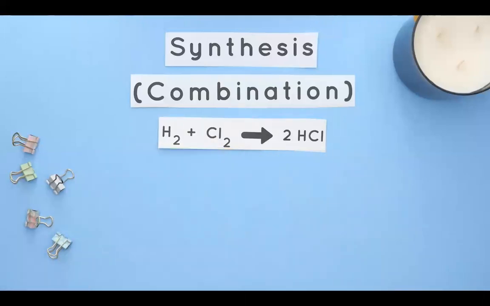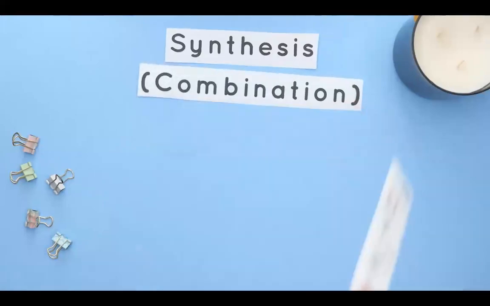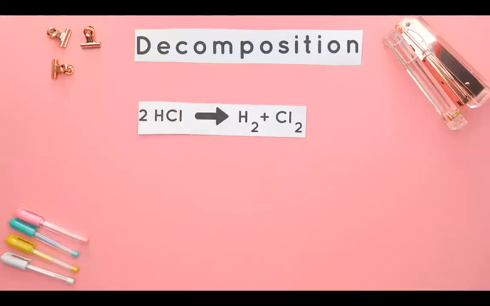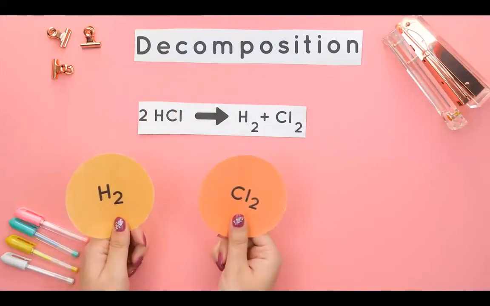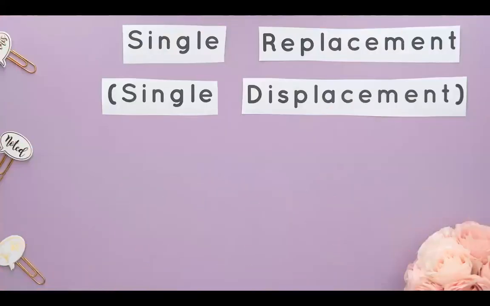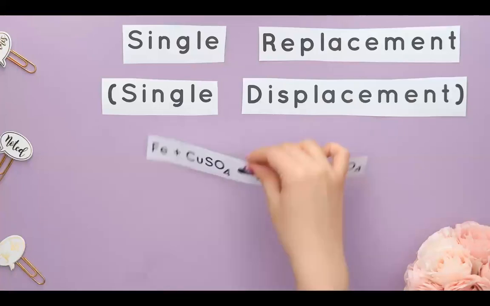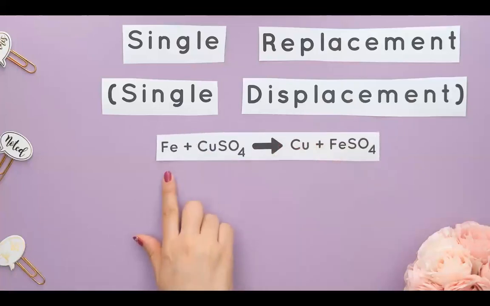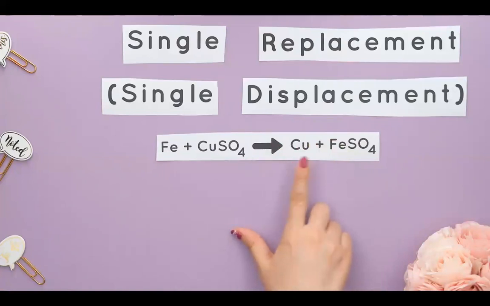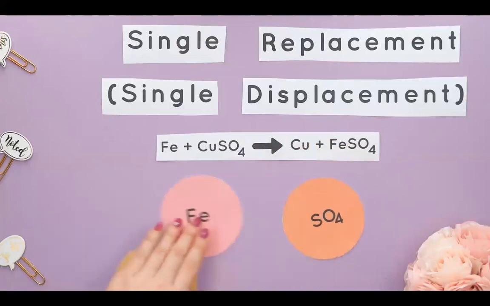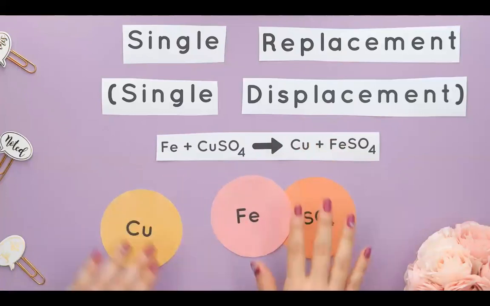Now, if we flip this synthesis reaction, you'll see it's now a decomposition reaction. Because in a decomposition reaction, you have one reactant that is being broken apart into multiple products. The next reaction is a single replacement or a single displacement reaction. Here's an example. Our reactants are one element plus one compound, and those form one element plus another compound. Notice that we are just switching the metals to form our new products.